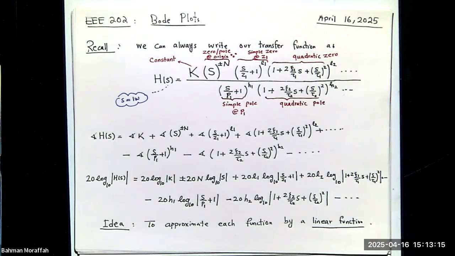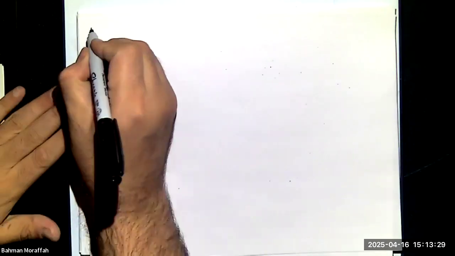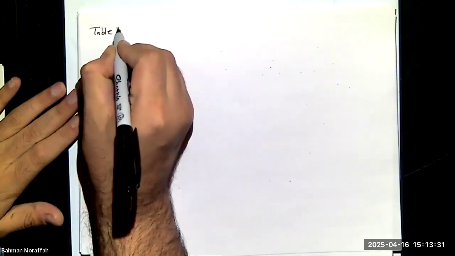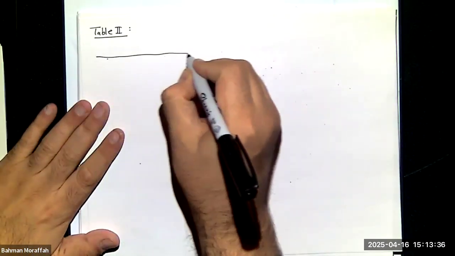So let's see how we can actually plot each term. I already gave you the table. I'm going to repeat that table one more time, just to make sure we all know what it is. So let's say this is my table 2. This is the term.